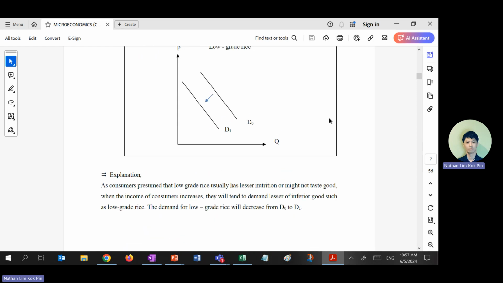So you must always say that either consumers presume or you assume, right? They usually have lesser nutrition. I will not say that they are. We assume they are inferior goods. Assume they have lesser nutrition. Makes sense, right? Or the taste is not so good compared to basmati rice, compared to other Siam rice, compared to Japanese rice, right? Taste maybe is not so good. When the income of consumers increases, they will tend to demand less. Like that, right? Like that, okay?